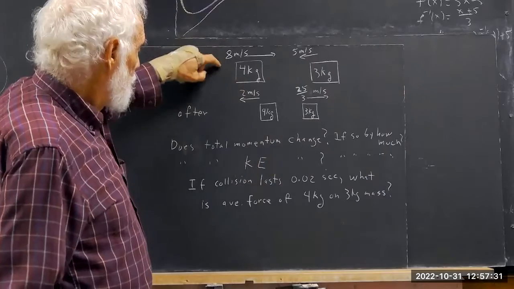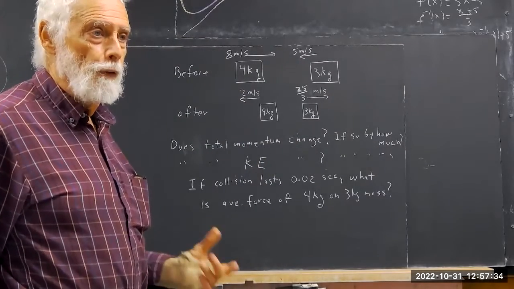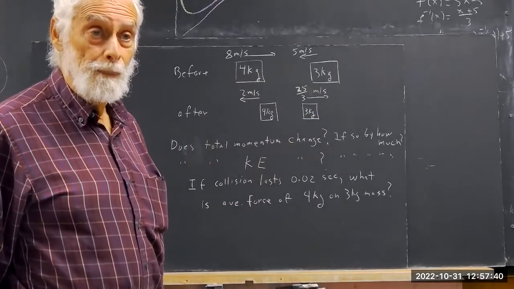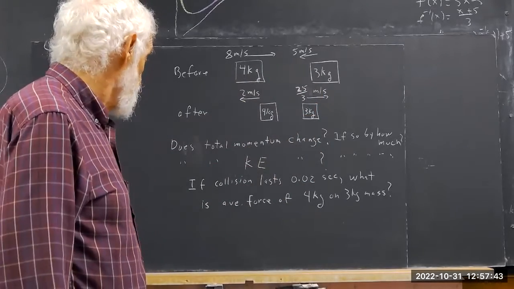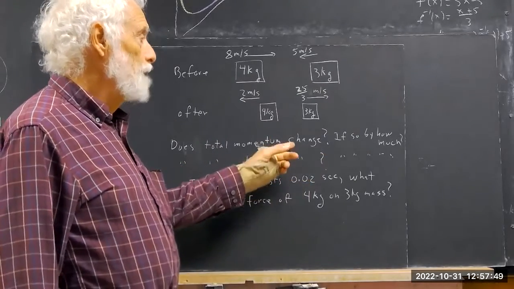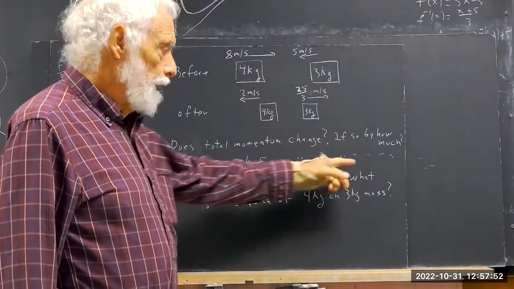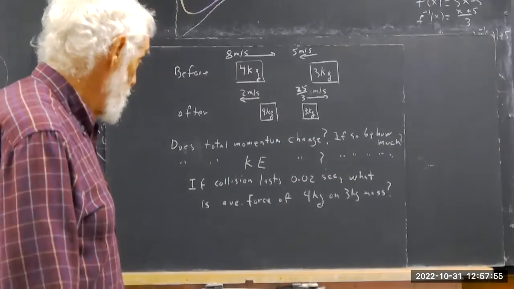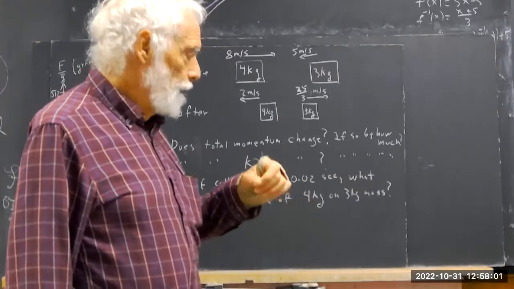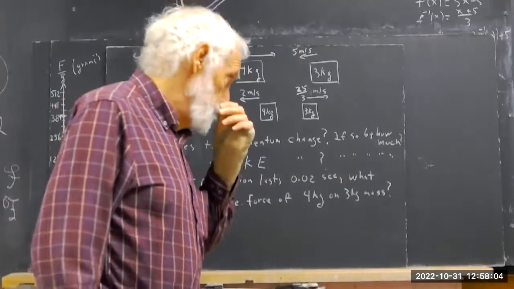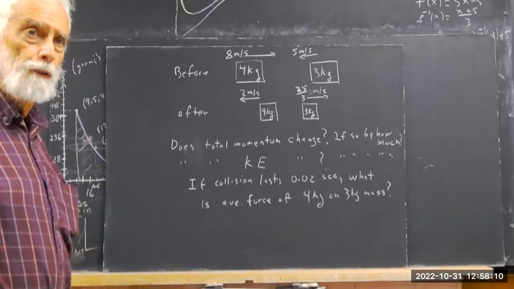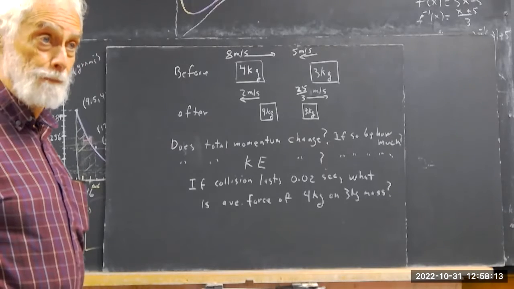Now we have velocities before and after collision. But we have all the information we need to calculate the momentum of each object before collision and after collision. So we can answer the questions I posed. How much is the total momentum change? Well, it doesn't change. If so, by how much? What about kinetic energy? Does it change? If so, by how much? And then if the collision lasts 0.02 of a second, what's the average force of the 4 kilogram mass on the 3 kilogram mass? This question is really quick and easy to answer once you get the signs right.